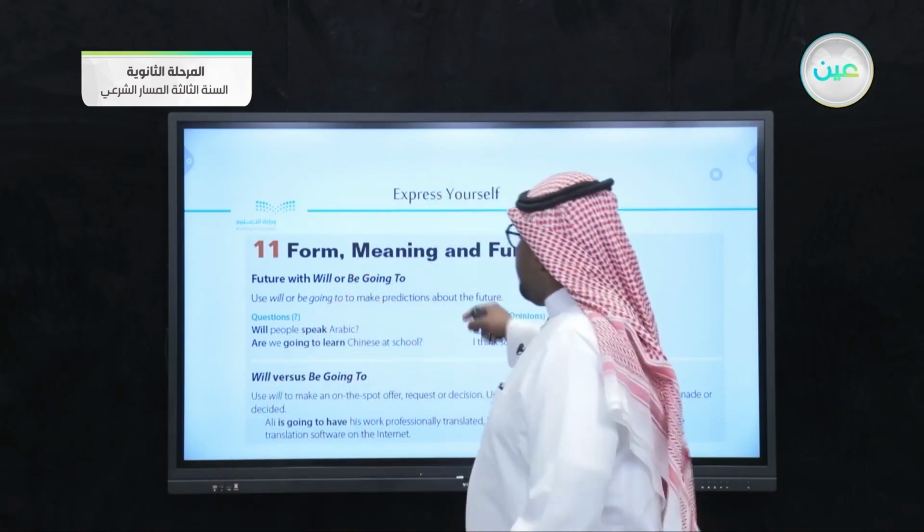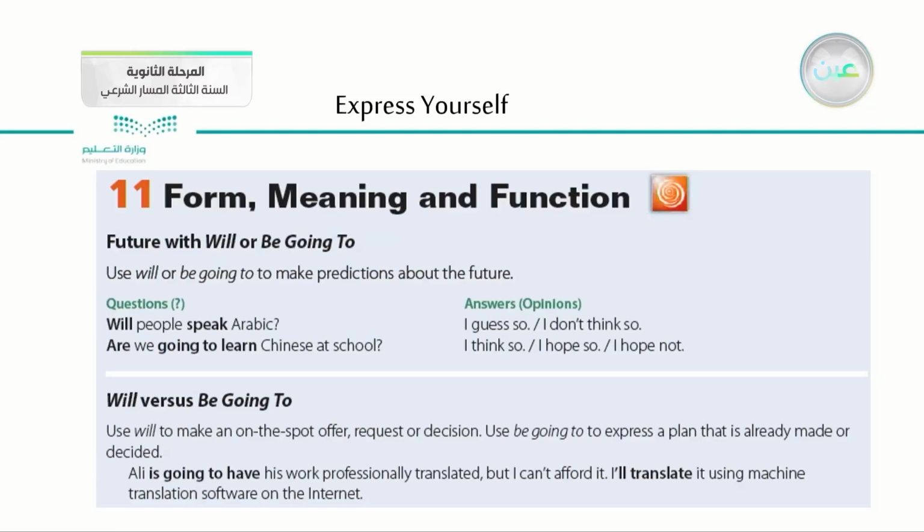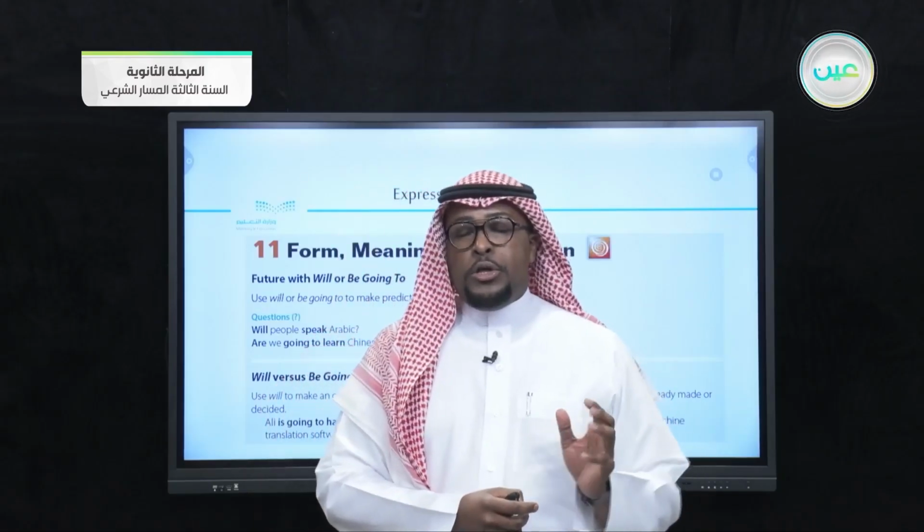So if we go over the tense here, or the structure, we have will and going to. Of course, be going to, as you see here, we have the verb be, and of course be is one of the most important verbs and verb groups in English, which is am, is, are. So this is what we are going to use in this tense. As you see here, we have this definition, which is: use will or be going to make predictions about the future.